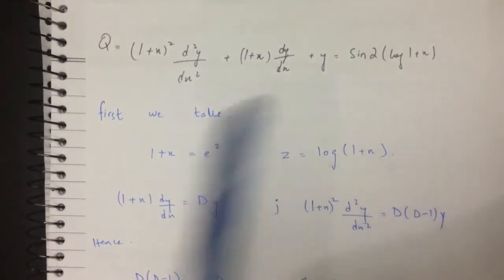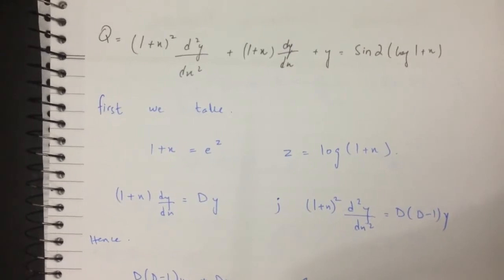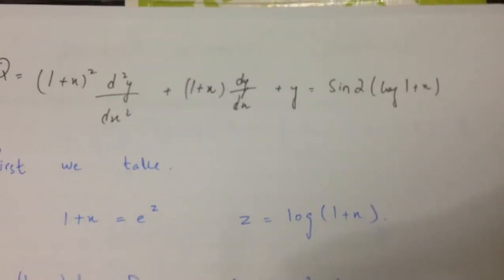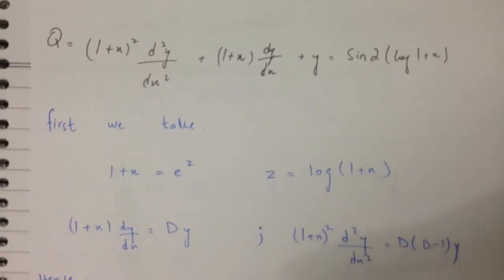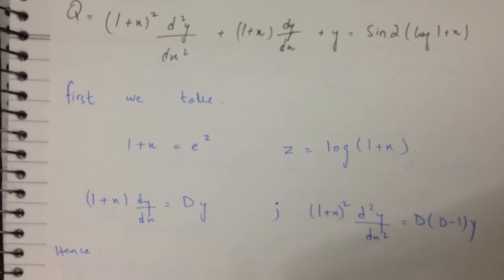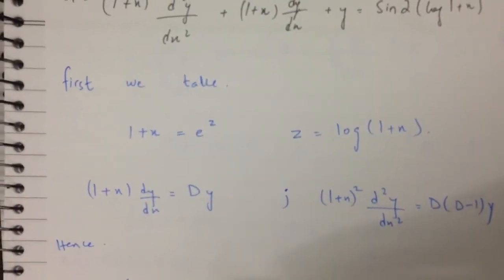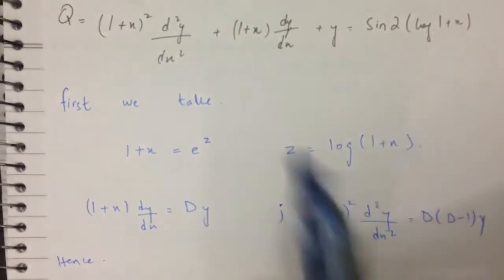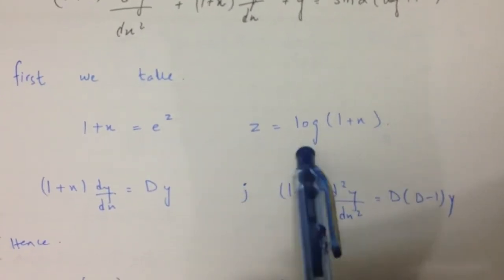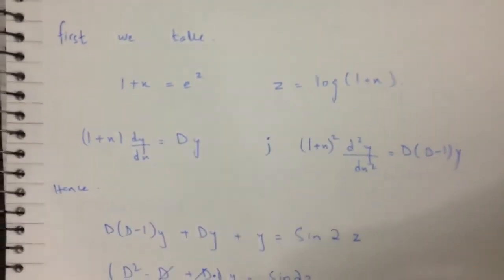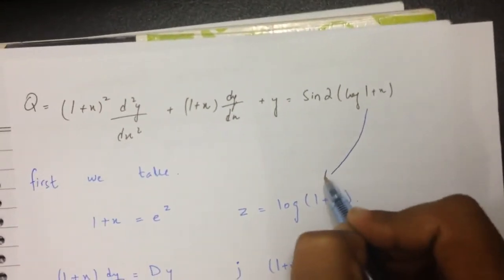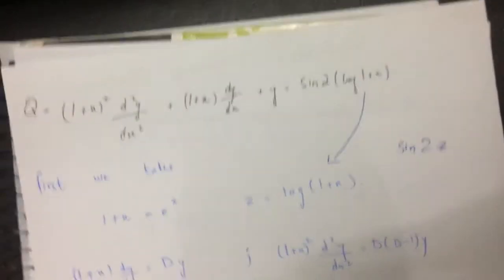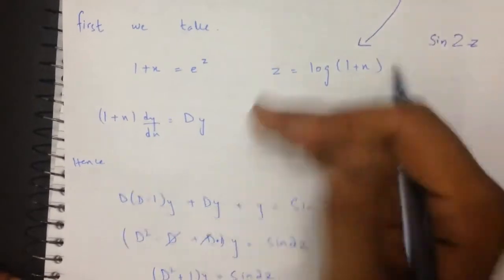So now we have the question (1 + x)^2 d^2y over dx^2 plus (1 + x) dy over dx plus y equals sin(2 log(1 + x)). First, as we know from the formula before, we let 1 + x equal e raised to the power z, and then we make z the subject, which is z equals log(1 + x). Now in place of this we can replace sin 2z. We will carry this forward in other steps.